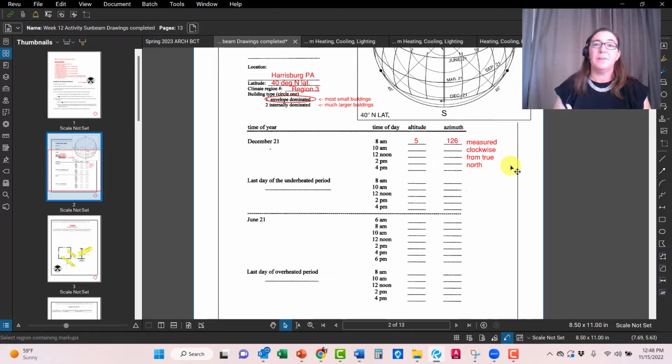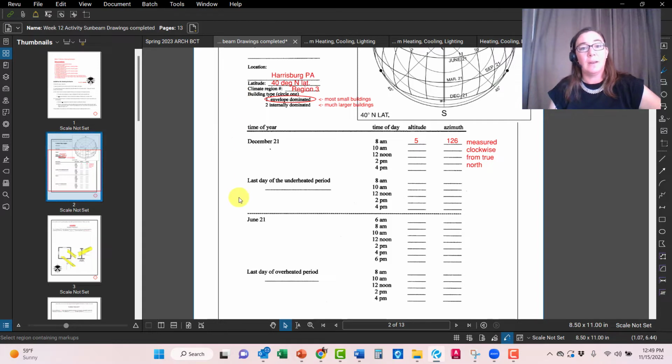There's a couple more pieces of information on this page. One is this building type, whether it's envelope dominated or internally dominated. This is the difference between are most of your heating and cooling loads coming from the envelope of the building or coming from what happens inside. Most small and even medium-sized buildings are envelope dominated. You only get to internally dominated buildings when you're much larger, and talking about skyscrapers, etc. Right? So that's why I've circled the envelope for you.